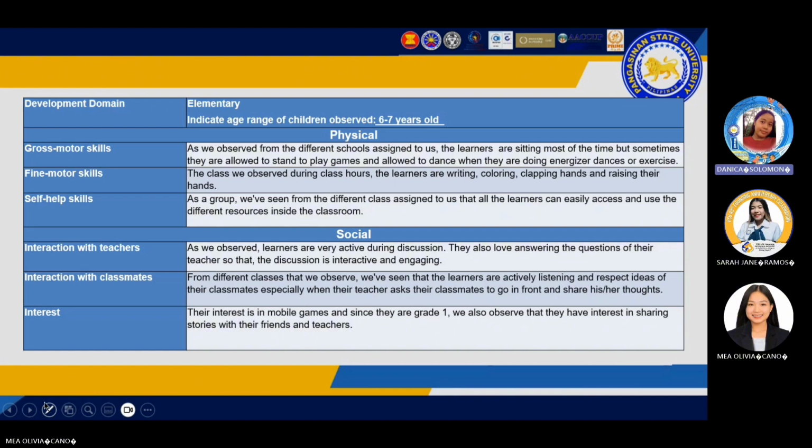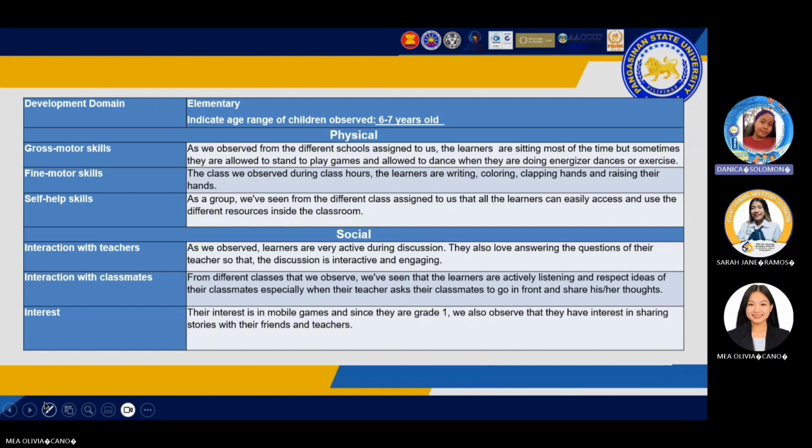And next is social. First is interaction with teachers. As we observe, the teaching and learning process is interactive and engaging because the teacher loves to ask questions and the pupils also love to express their thoughts and ideas. And next is interaction with classmates. As part of their routine, when someone is sharing his or her ideas in front, they actively listen and also actively interact with others when they are asking questions.